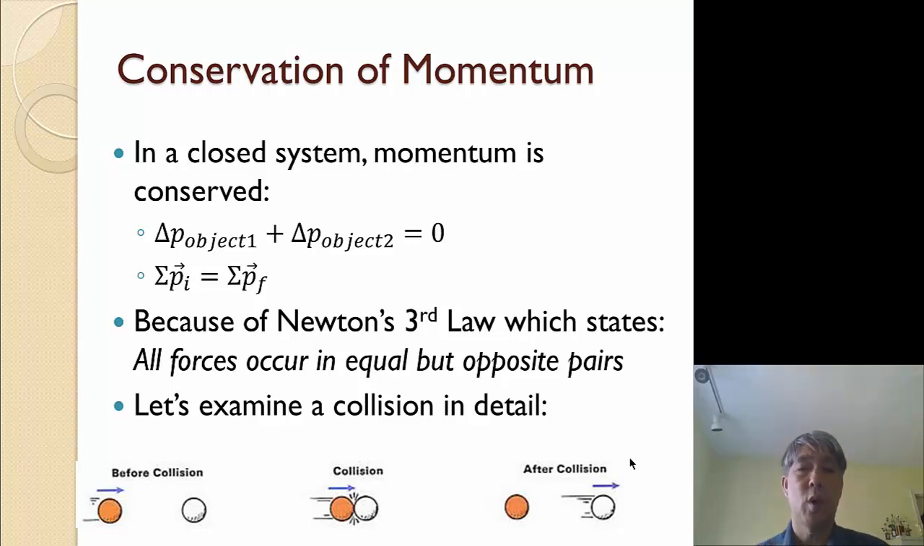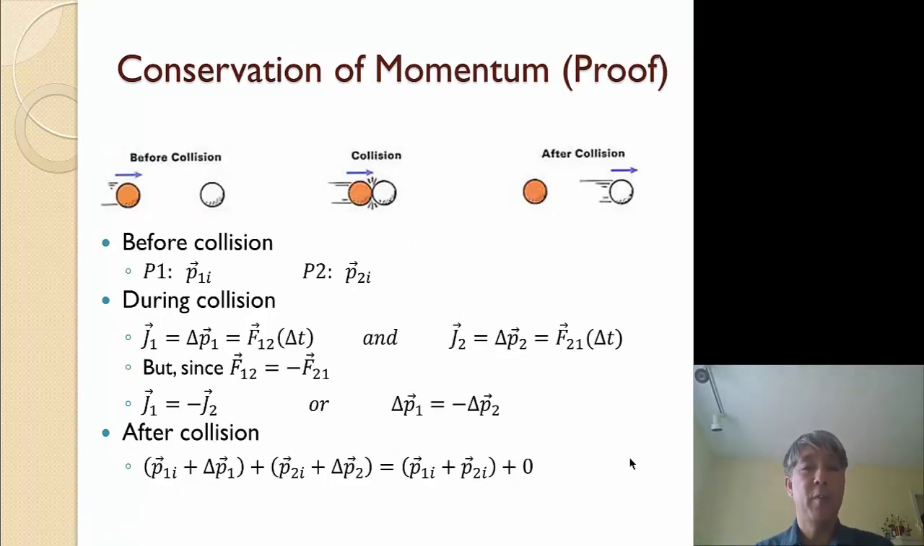So let's examine a collision in detail. I have a ball, the orange ball moving and colliding with the white ball, and after the collision, the white ball keeps moving, but the orange ball has now stopped. They do not need to be at rest, so we'll look at an example later. But before the collision, the momentum of the first ball is just P1 initial. Then the second ball is P2 initial.